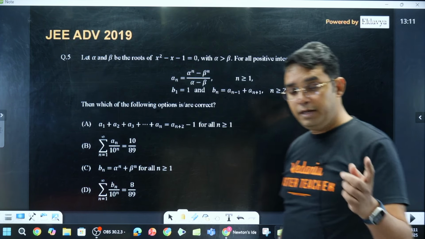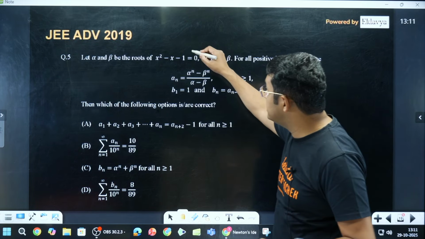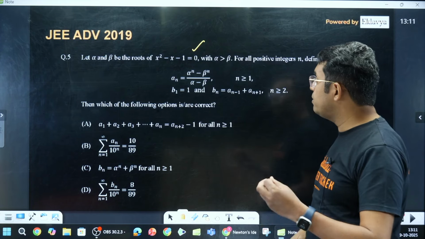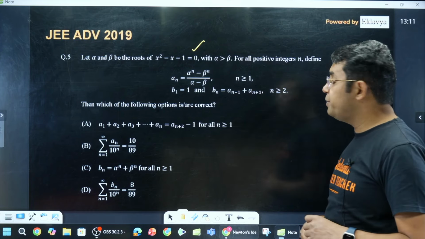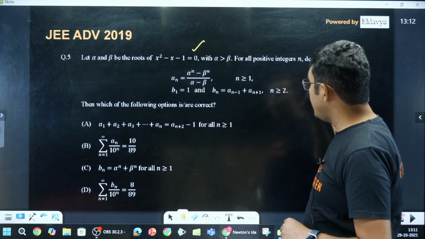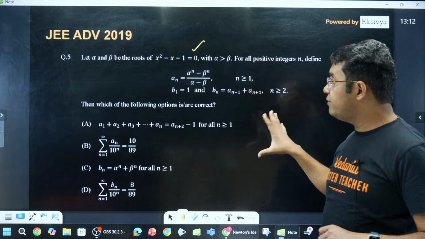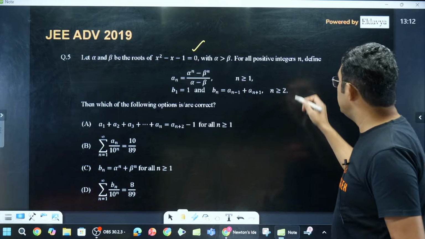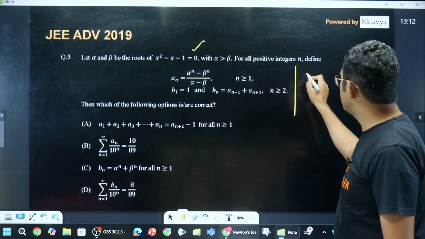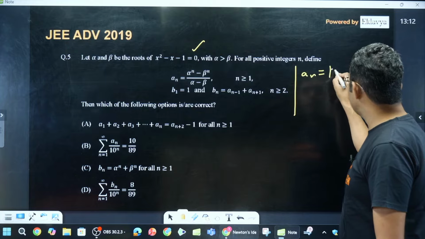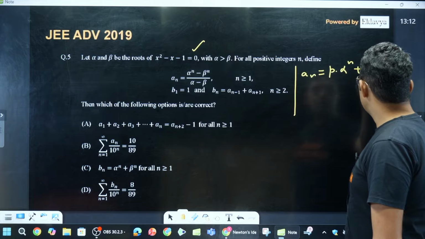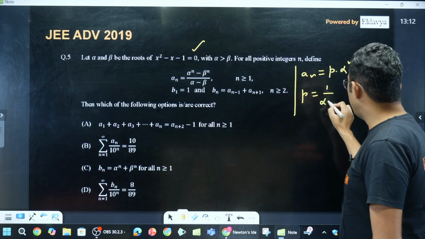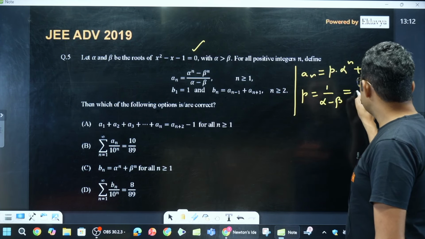Now one more question in JEE Advanced 2019, and the interesting thing is the quadratic is the same. Alpha and beta are the roots of this same quadratic, x square minus x minus 1, with alpha greater than beta. For all positive integer n, we define an as alpha power n minus beta power n upon alpha minus beta. Now please understand first, this an is also of the same form. An can be written as p into alpha power n plus q into beta power n. Here p is 1 upon alpha minus beta and q is actually negative of it.